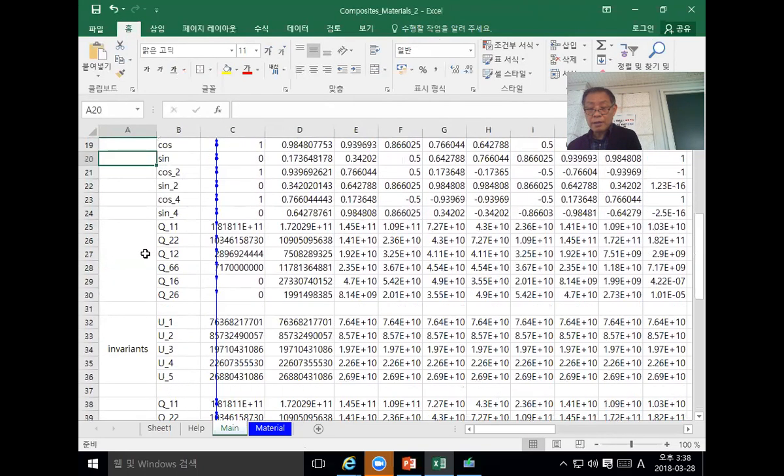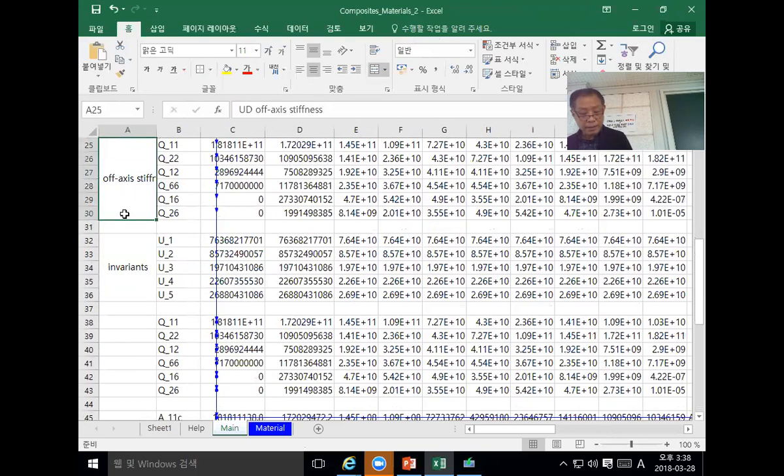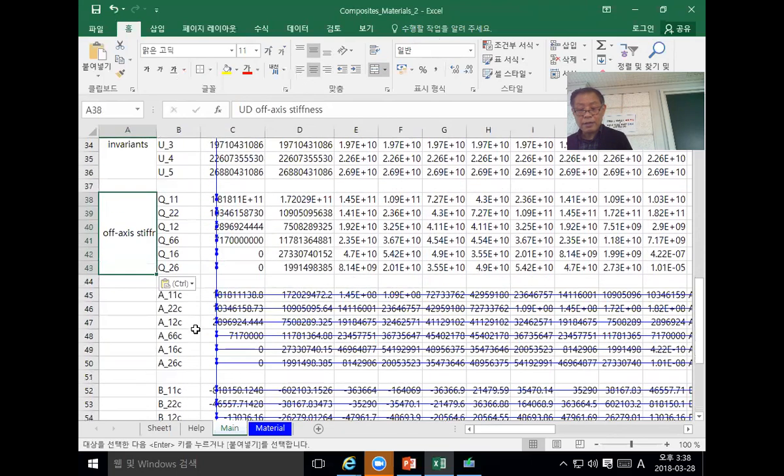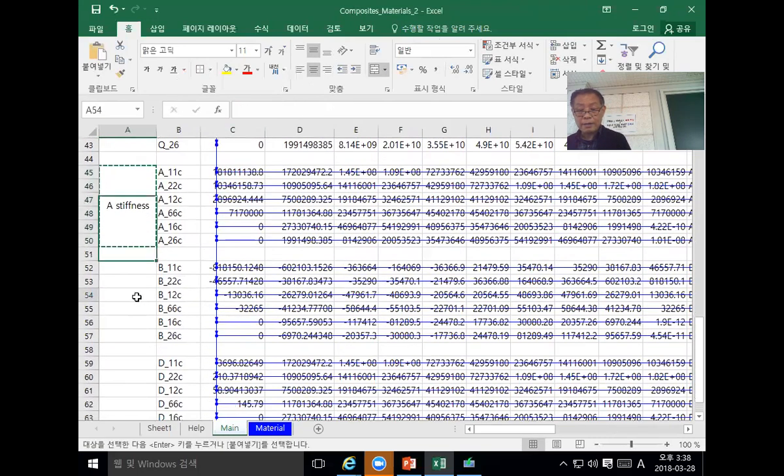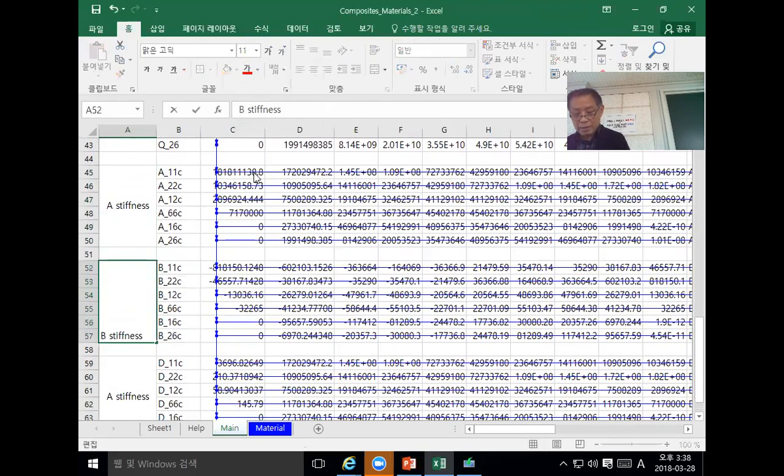This is, you can say, off axis and invariant, well, same as that one. And this one is the A matrix, A stiffness, it's okay. And this one is the B and D, and this is the B, and this is the D.